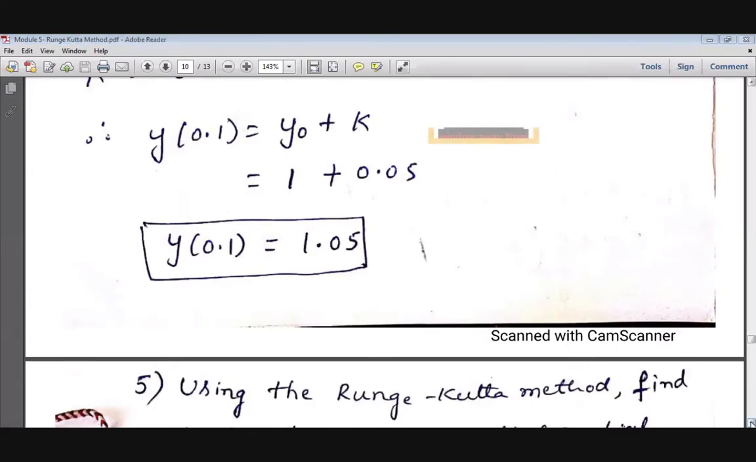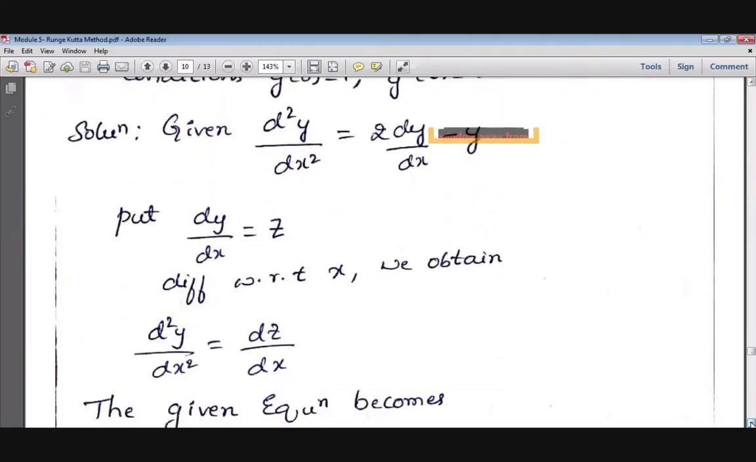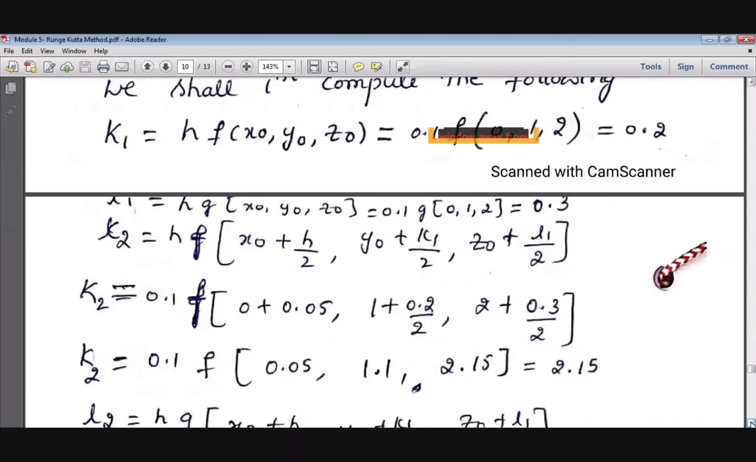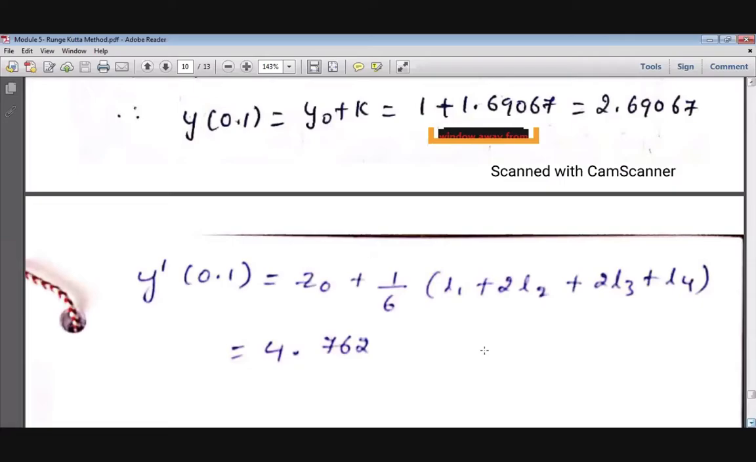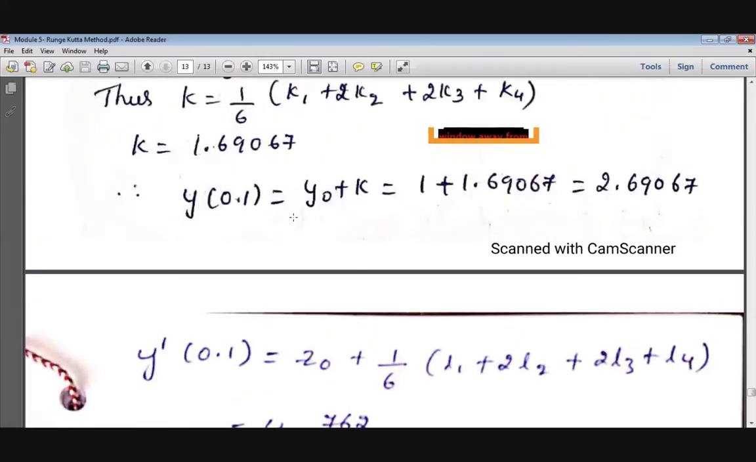Next, the fifth one: the answer is 4.762 for y dash of 0.1, and y of 0.1 is 2.6906. Okay, this is the answer. You cross check once again before seeing the notes. Where you went wrong, you have to cross check. You should learn that also.